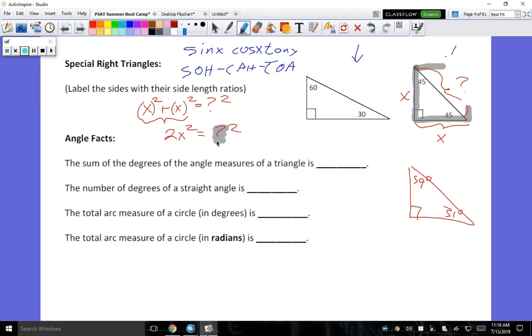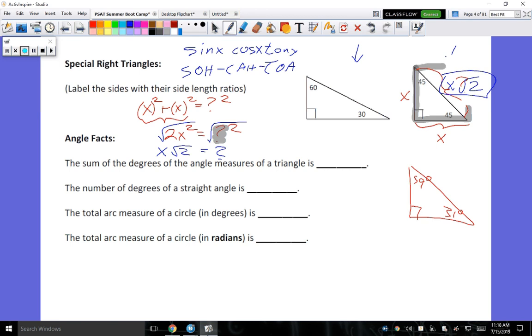Help me get this by itself. What do I do to both sides? Not divide by 2. Square root it. So if I square root it, I have question mark. Can I take the square root of 2? No. But I can pull out the square root of x squared, right? As what? X. This is why this is x root 2. Not just the memorization, but this is why it works.